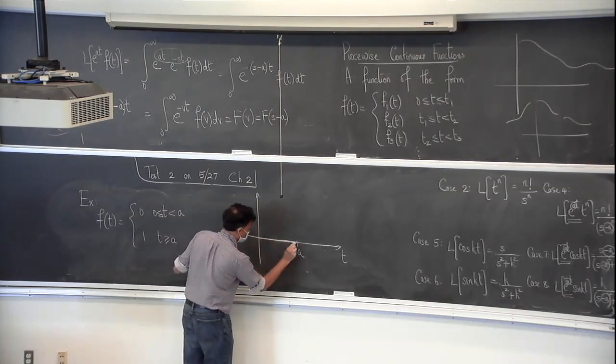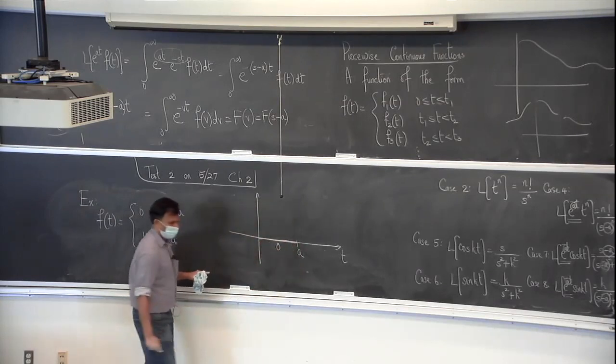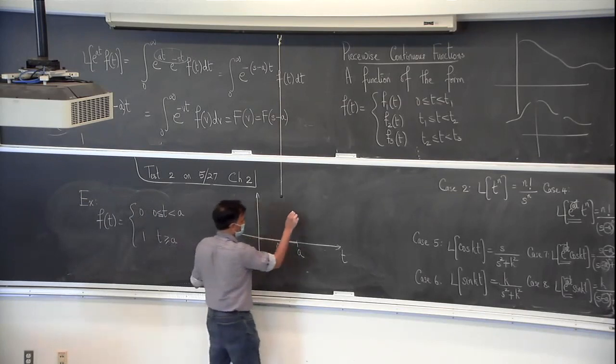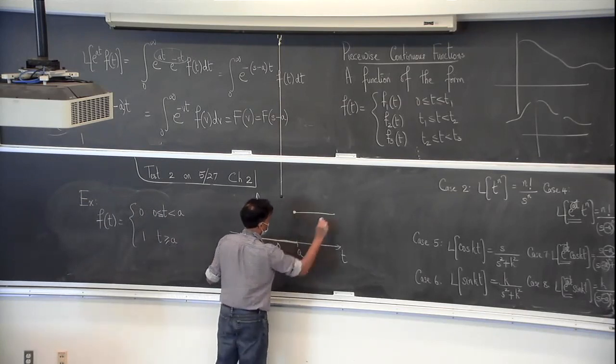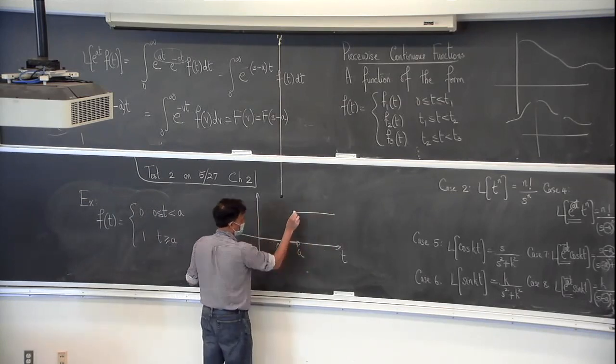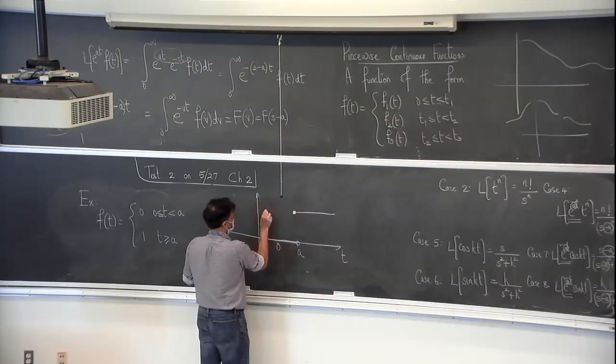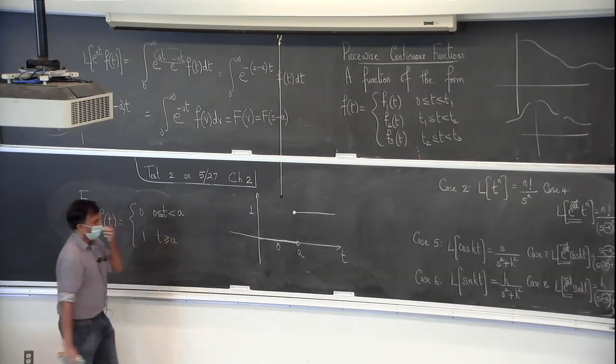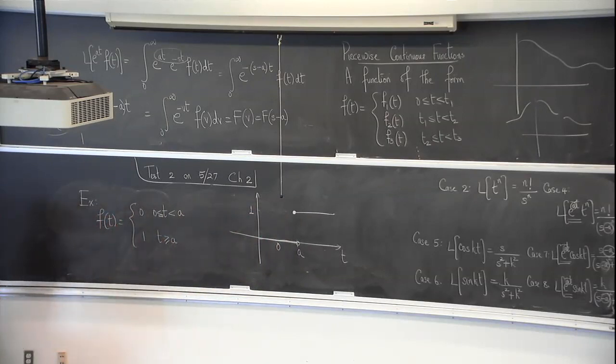And once it attains a value of t equal to a, it jumps to a value of 1. So it's a hollow circle here, solid circle here, and the dashed line just to show that it's 1. That is what the graph of this function looks like.